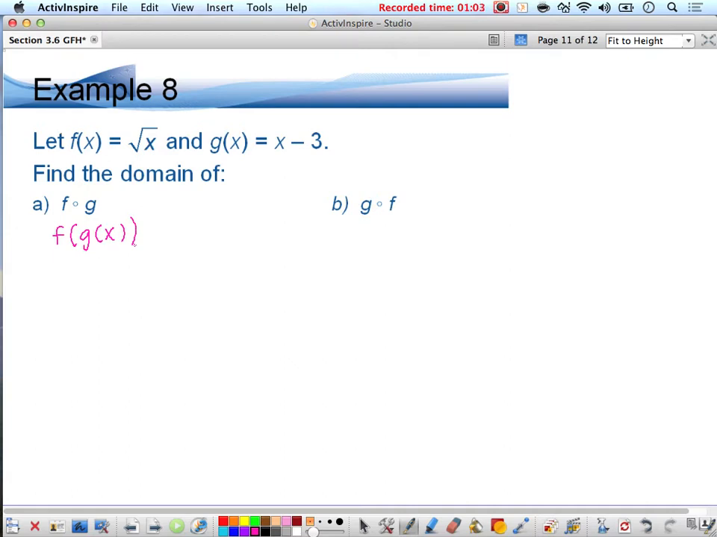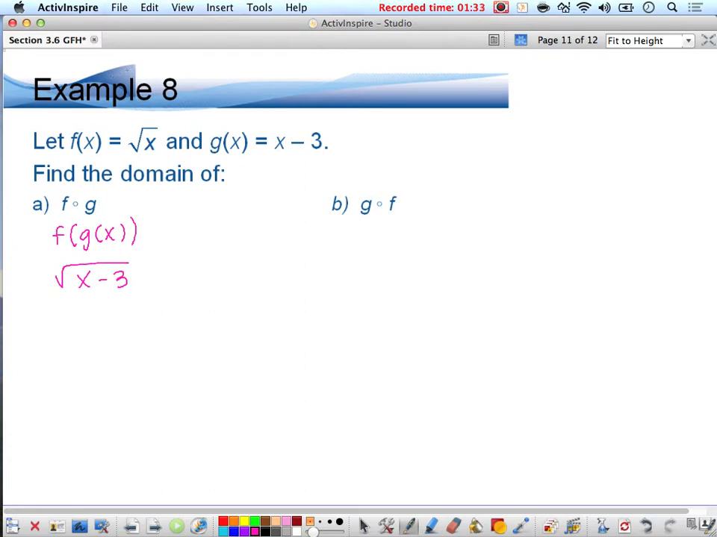So first thing I'm going to do is just go ahead and find f of g. So f is the square root of x. If I remove the variable from that, and inside there I put x minus 3 instead, this is f of g of x. That can't be cleaned up, so f of g of x equals the square root of x minus 3.